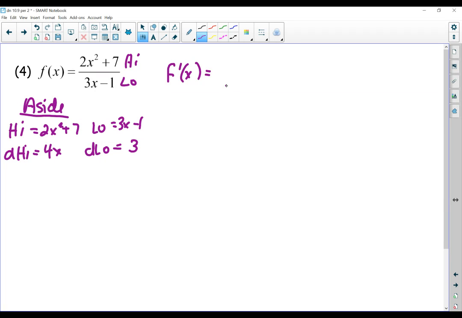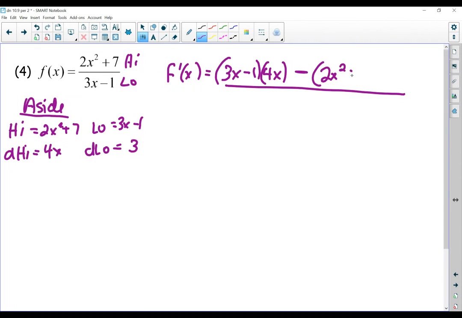And when I'm finding my derivative function here, again, start with the bottom. So you're starting with low. So 3x minus 1 times d high, minus high d low, all over low, low.